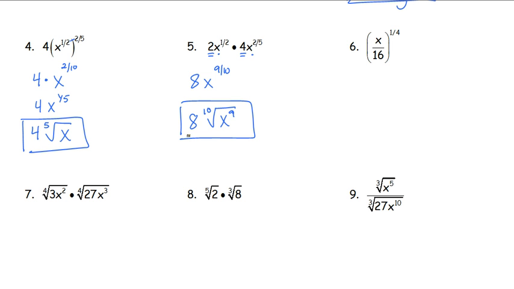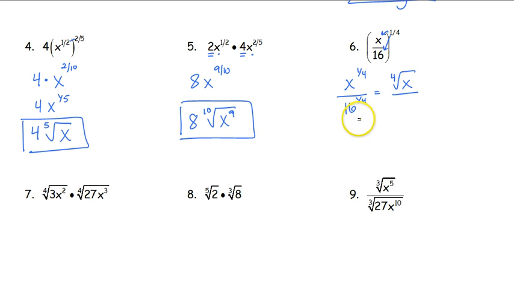Number 6, we have this whole quantity raised to the 1/4. I'm going to distribute that to the top and the bottom of the fraction, so that's x to the 1/4 all over 16 to the 1/4. So on top, there's nothing really that can be broken down. That is just going to be the 4th root of x. And then on the bottom, we've got 16.